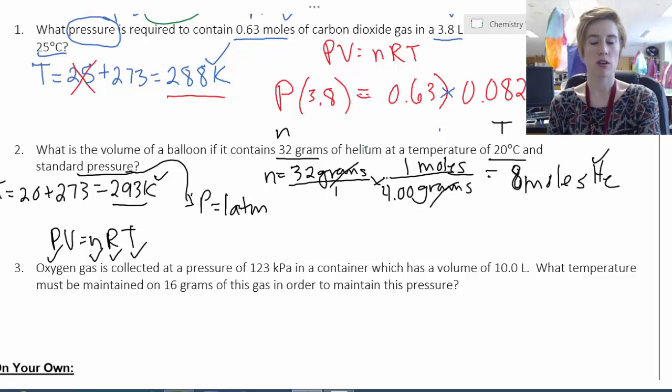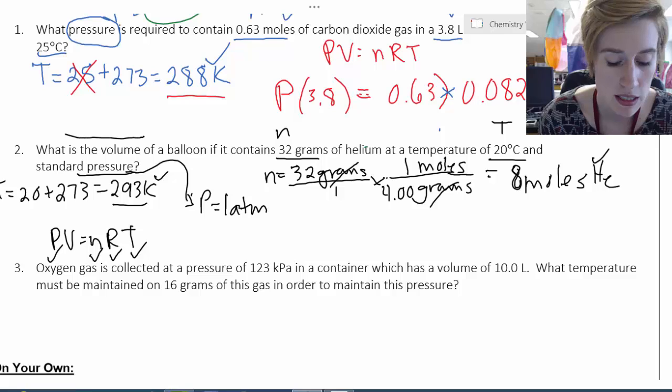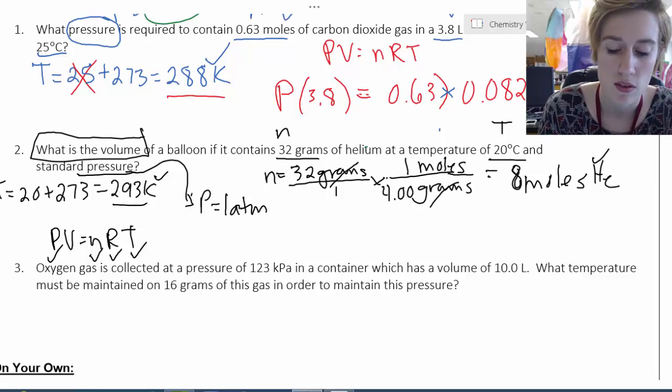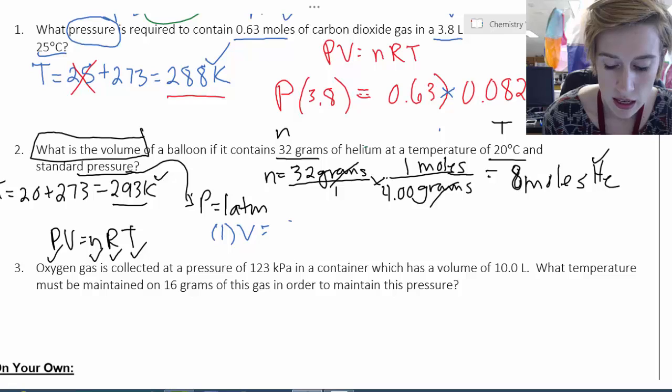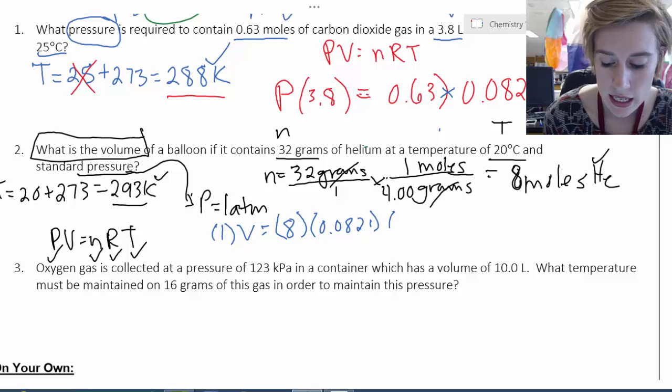So what am I solving for? V, and I can tell that because it says what is the volume. That's what I'm solving for. So let me plug in my numbers. Pressure is 1, we just talked about that. Volume is what we're looking for. N is 8. R is always 0.0821. T is 293. And then simplify.